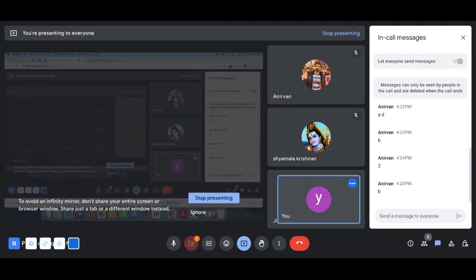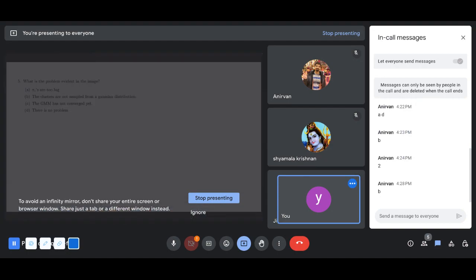Any questions? B. Right, so the clusters are not sampled from a Gaussian. If the clusters had been sampled from a Gaussian, you would have seen a circular blob, and your fit would have been appropriate. So, what can be done to mitigate this problem?